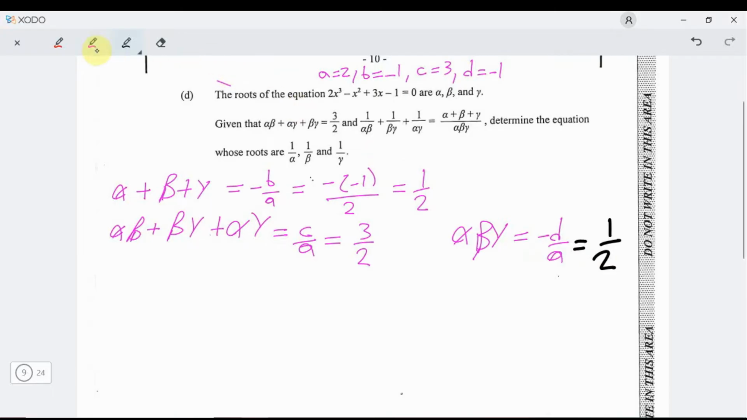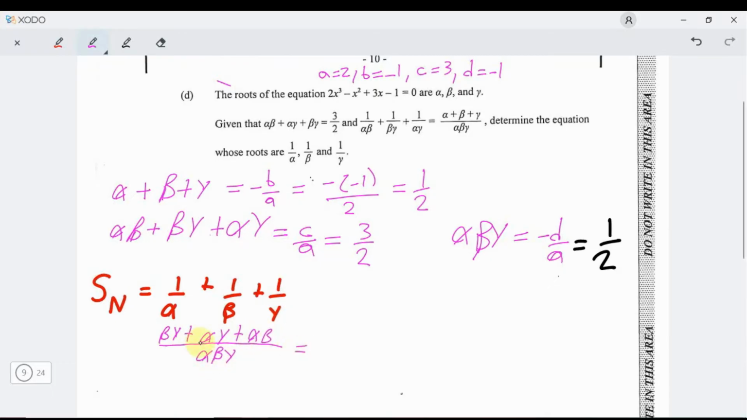So good now. Now we need to find the equation whose roots are 1 over alpha, 1 over beta, and 1 over gamma. The new sum is 1 over alpha plus 1 over beta plus 1 over gamma. Using LCM, the LCM is alpha times beta times gamma. Alpha into this leaves beta gamma, beta into this leaves alpha gamma, and gamma into this leaves alpha beta. We worked out all of this was 3 over 2, divided by alpha beta gamma, which we worked out was a half.